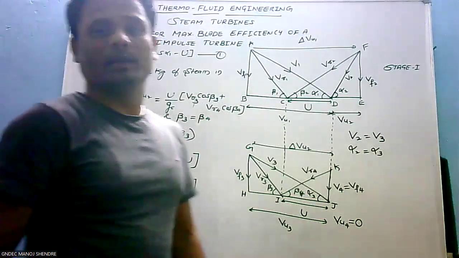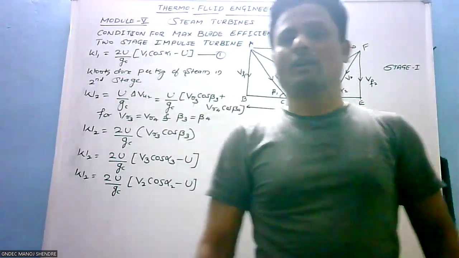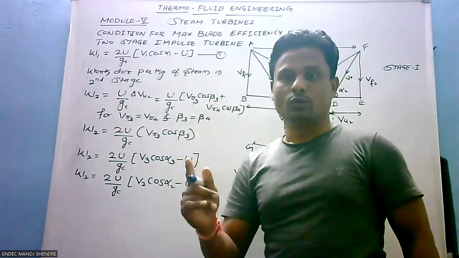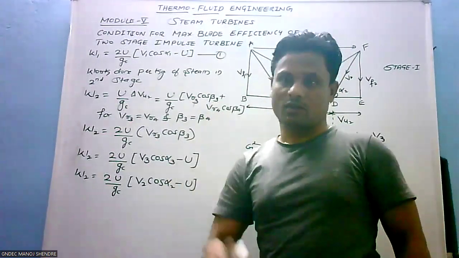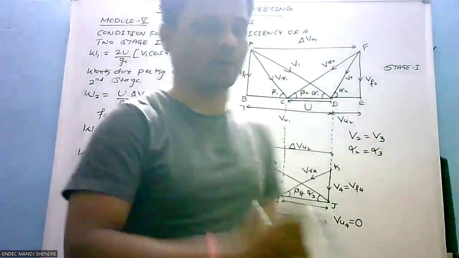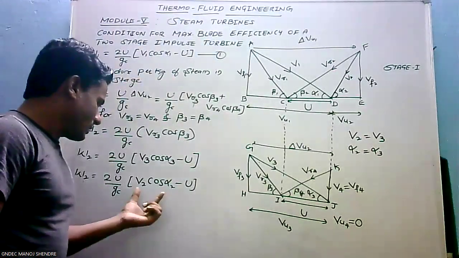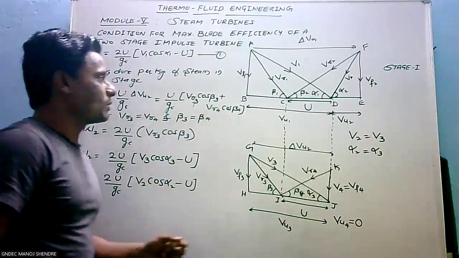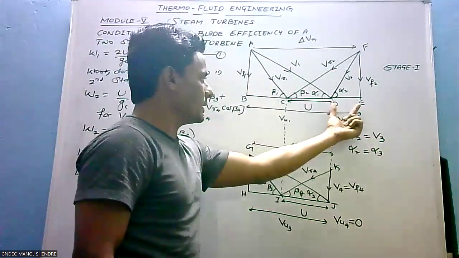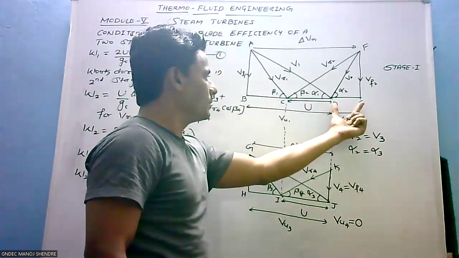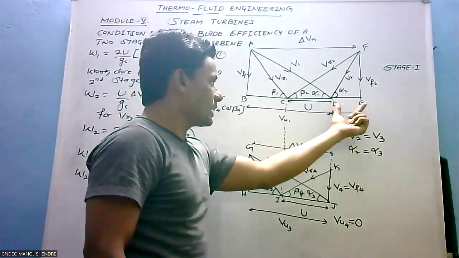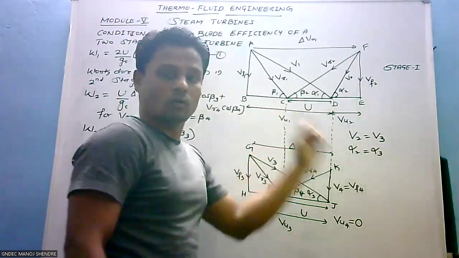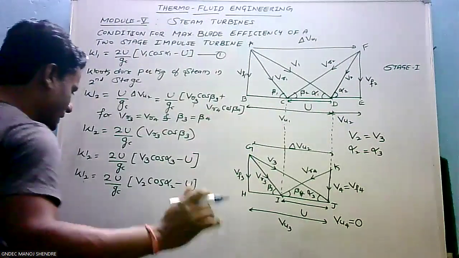Now, what is our main motive? What is our main motive? We have to write the final equation in terms of U, V1, alpha 1. U, V1, alpha 1, right? So still it is not in the final form. V2, alpha 2 is there. V2 cos alpha 2. So V2 cos alpha 2 means DE. V2 cos alpha 2 means this DE. This DE can also be written as VR2 cos beta 2 minus U. VR2 cos beta 2 minus U. Look at the board carefully.